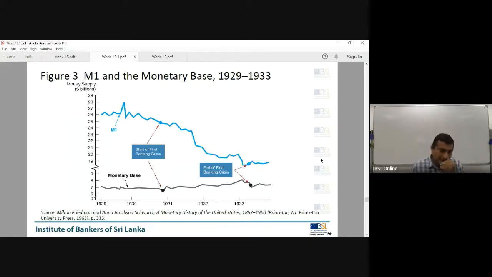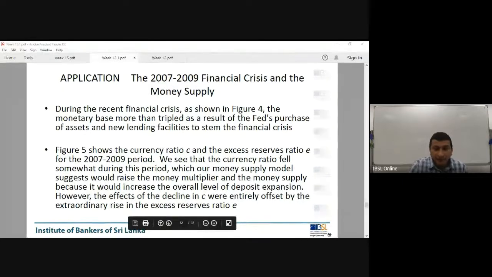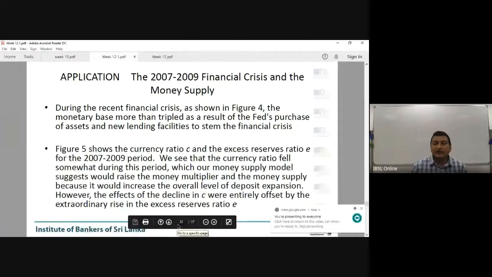And you see in the previous slide both small c and small e. Okay, so you are seeing this circumstance. Now we are trying to apply this to the financial crisis of recent times, that is the global financial crisis in the 2007, 2008, and 2009 period.